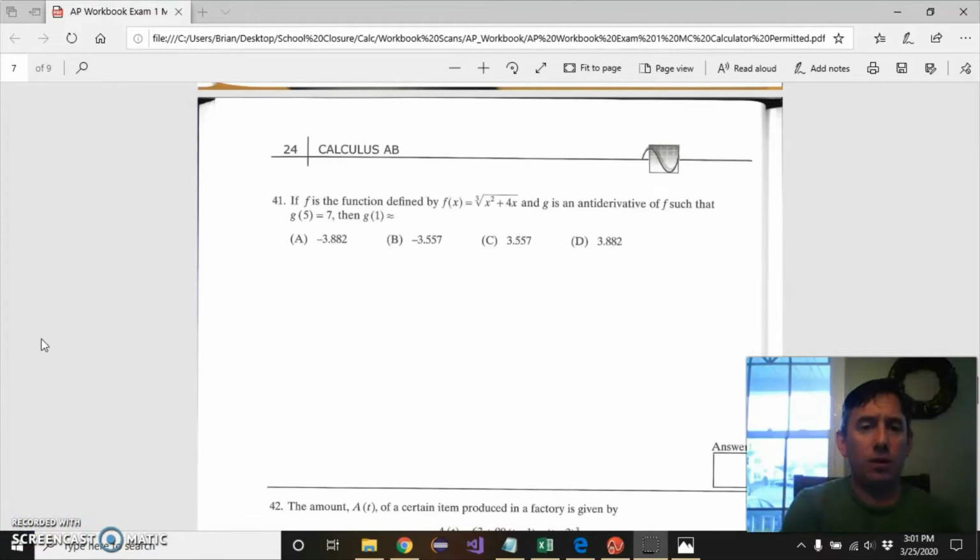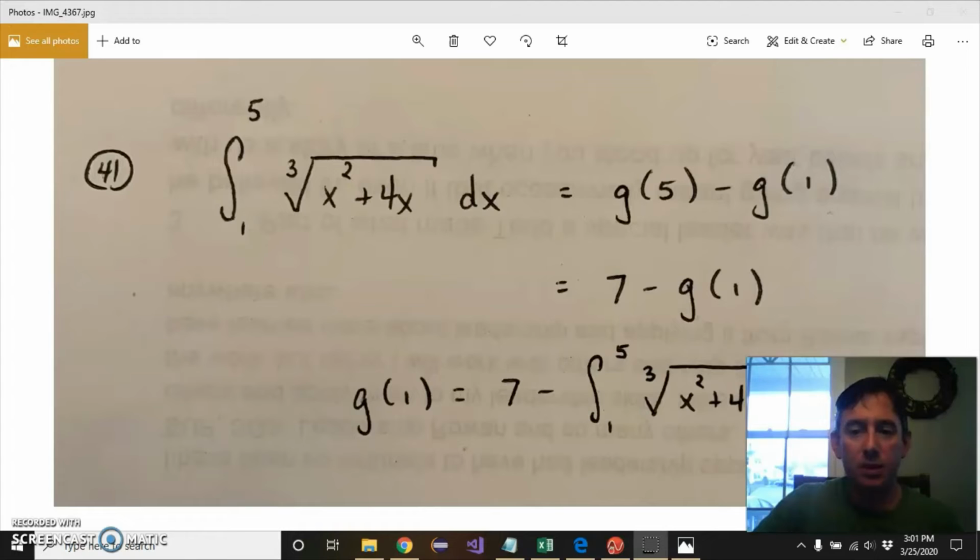In 41, we have a function f. That's an ugly looking function, and g is the antiderivative, or the integral of f. And we're told that g of 5 is 7. We want to figure out what g of 1 is. So I worked a little of this out by hand to show you what we're going to do here. Let me just get my face out of here.